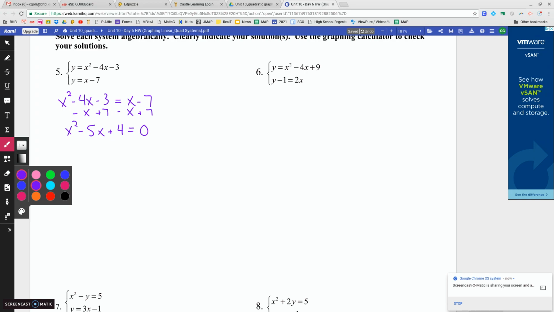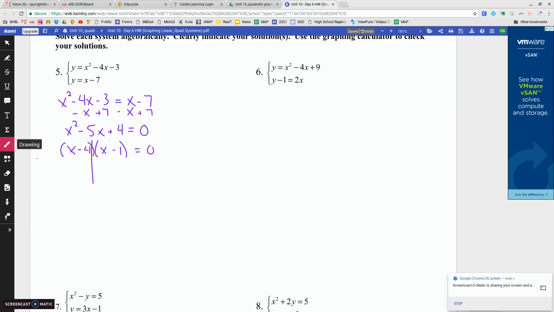Okay. So since it's in standard form, I want to think about, do I have to factor this? Can I use the quadratic formula? Can I complete the square? All sorts of different ways that I can do this. But indeed, this is factorable. So it's going to factor into x minus 4 times x minus 1 equals 0. Now that I have it factored, I'm going to set both of these equal to 0. And I get for my x values, x equals 4 and x equals 1.